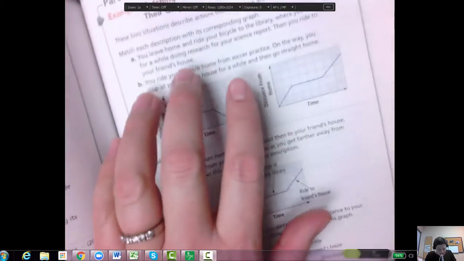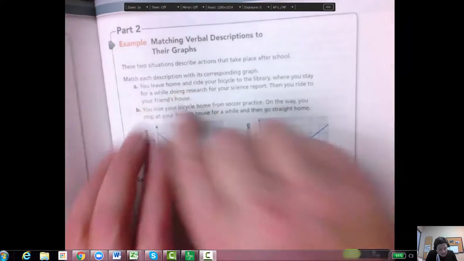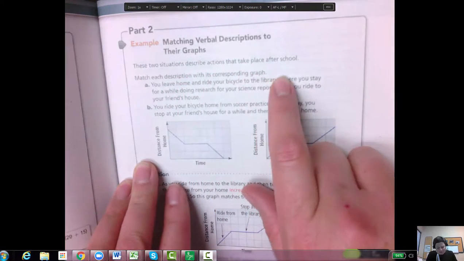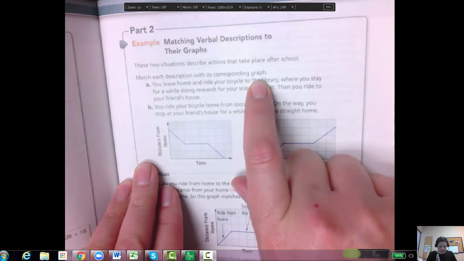Oh, I liked this example. So let's look at this one. These two situations, oops, this camera being broken really messes with me here. These two situations describe actions that take place after school. Match each description with its corresponding graph.